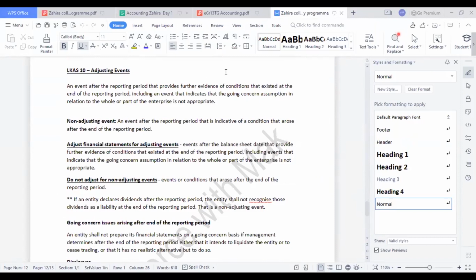So now, what are adjusting events actually? I took one page to explain the entire topic of adjusting events. Adjusting events are a type of event which you should adjust in the books of accounts, normally in your financial reporting and year-end balances.